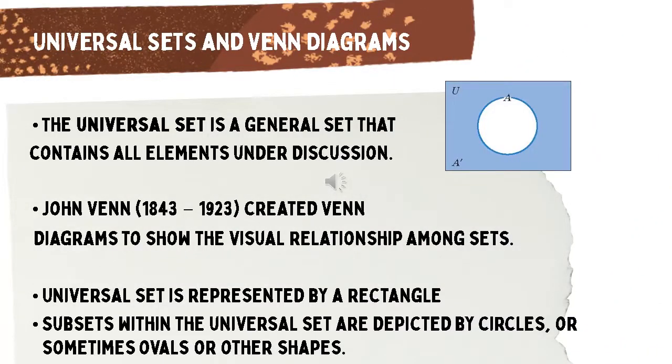Let's have universal sets and Venn diagrams. So the universal set is a general set that contains all elements under discussion. Venn diagram was created by John Venn. It shows the visual relationship among sets. While the universal set is represented by a rectangle, subsets within the universal set are depicted by circles or sometimes ovals or other shapes.